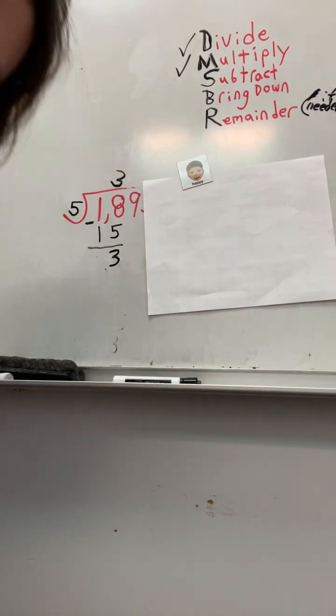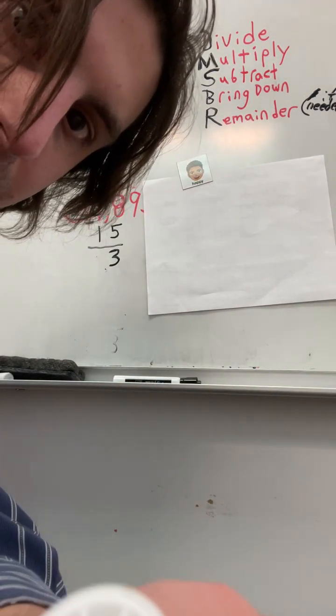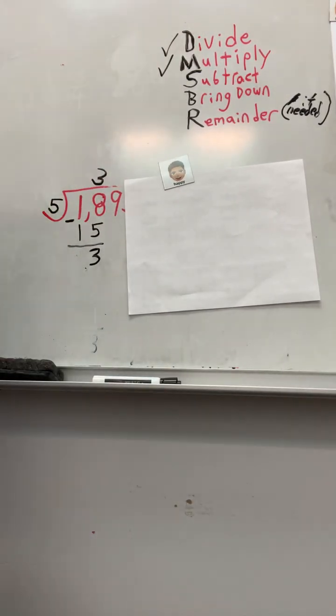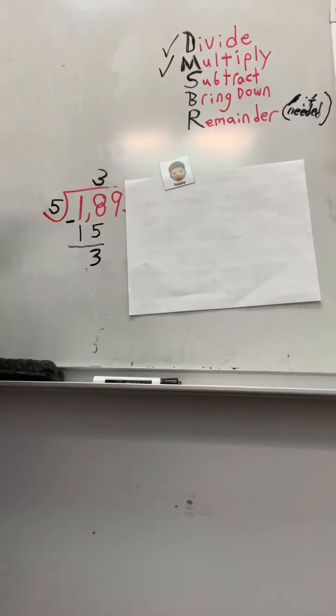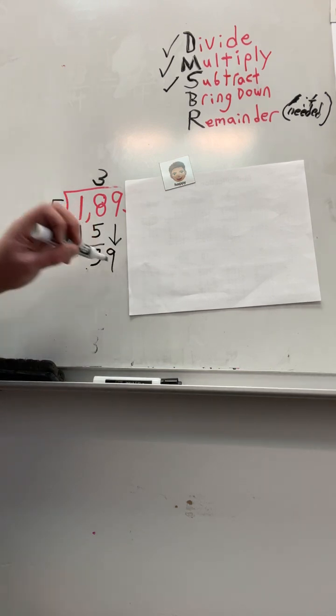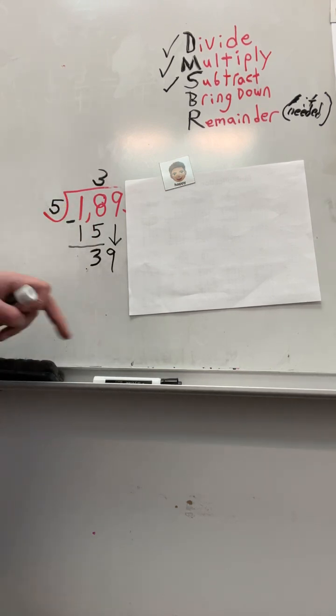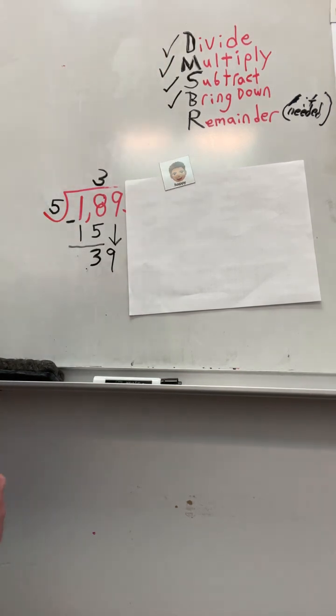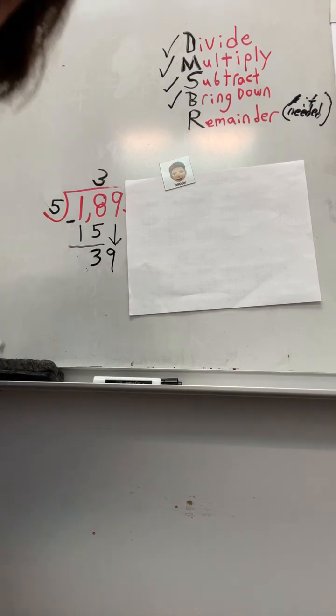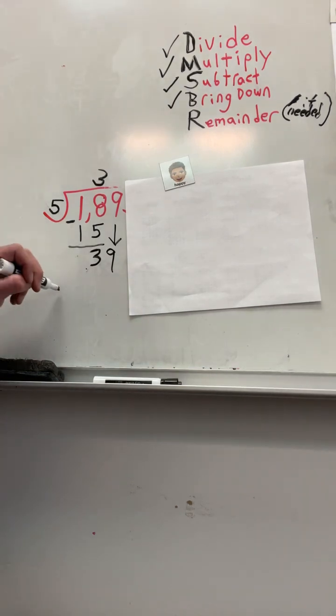So far, we have divided, we've multiplied, we've subtracted. Now the next step is to bring down. So I'm going to bring down the 9 now. That 3 is going to become a 39. So now I got to count by 5, see how many groups of 5 I can get into the number 39. So here we go.